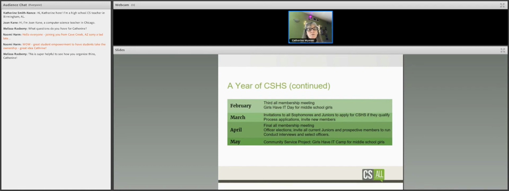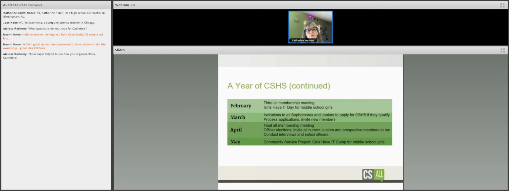And then we wrap up our community service in May. We have some stuff going on over the summer. As I previously mentioned, the new student technology orientation. We also have Girls Have It Camp, which is like Girls Have It Day, but it's a week long. In the past, we've had that on campus for a week with Computer Science Honor Society members being counselors. This year, we've gone online. I, again, put out the call to the students.